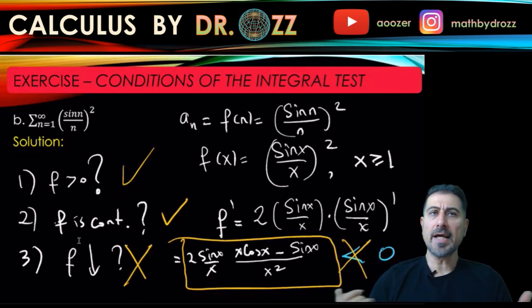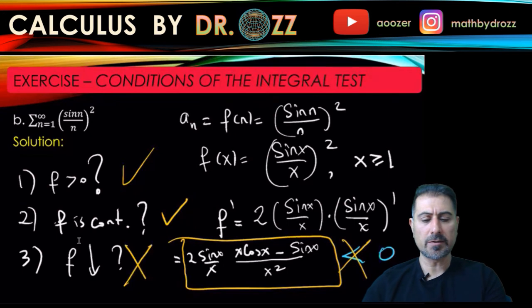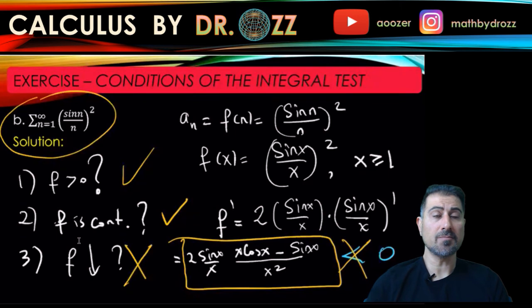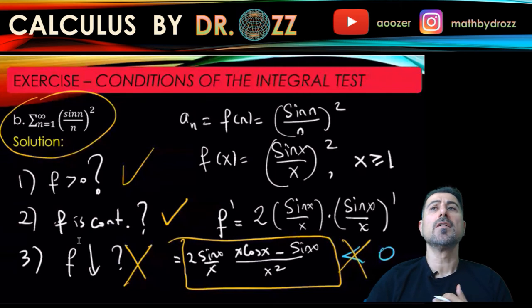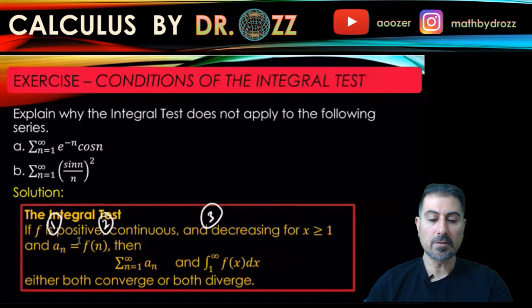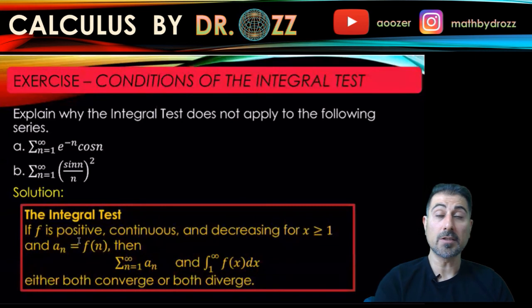Okay, so does that mean that I cannot prove whether the series is convergent or divergent? No, because I can use another test. We have a bunch of tests available for checking convergence and divergence. So you're going to rely on another test. For these two examples, again, the integral test is not applicable because in one case the first condition fails, and in the second case the third condition fails. Check for other applicable tests to verify the convergence or divergence of these infinite series.